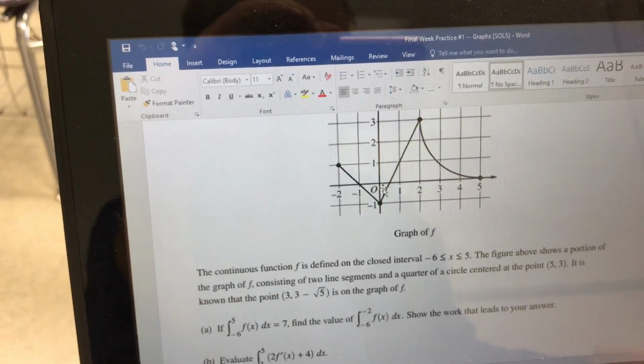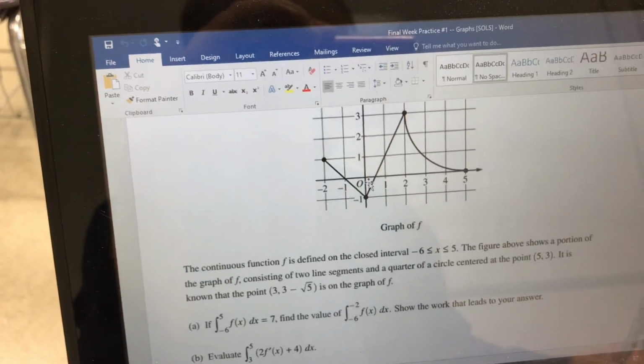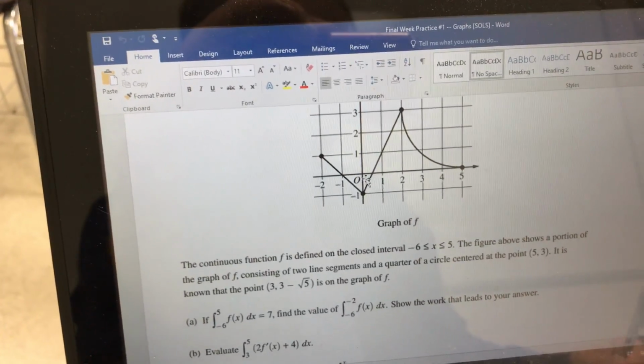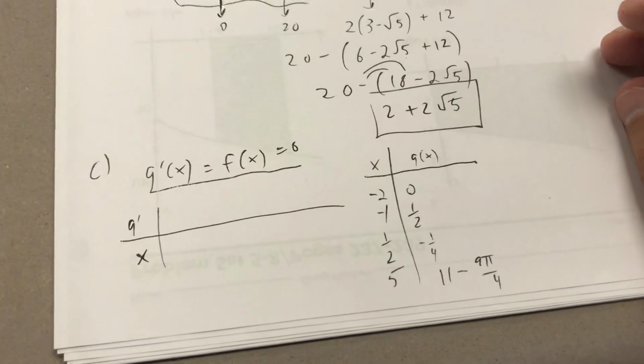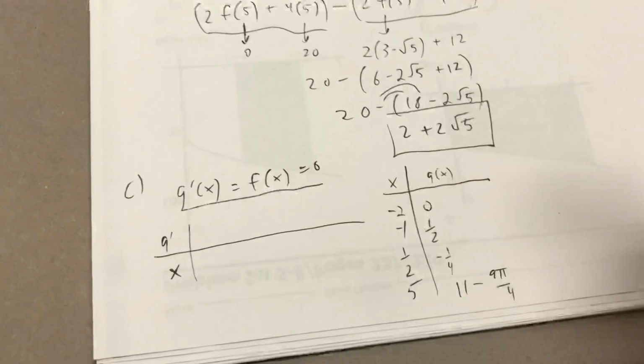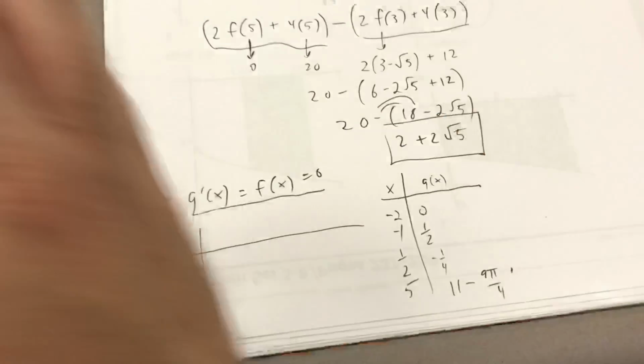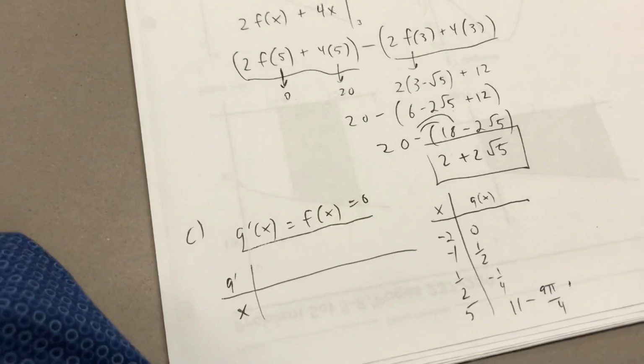That's just the integral from -2 to 5. That was 11 minus 9 pi over 4. So a lot of times we have previous things. So the maximum is going to be the largest value here, and I'm going to stick that in the calculator, but I'm pretty sure it's that one.